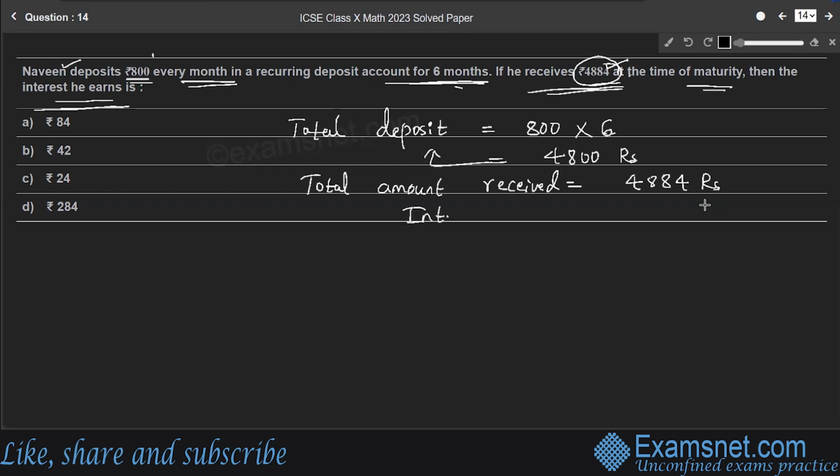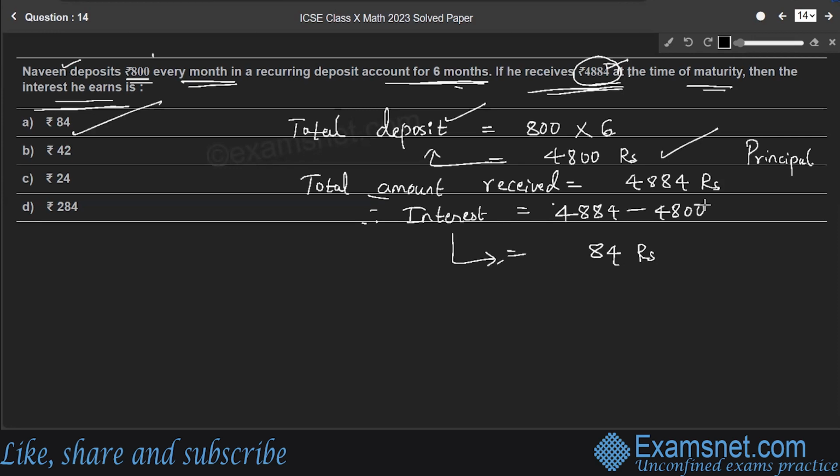Therefore, the interest he earns is, from the formula, amount received minus principal deposited, right? Here in this particular case, it is total amount received minus total deposit. Here, total deposit is nothing but principal, right? Therefore, interest is equal to total amount received 4,884 minus total deposit 4,800. So, 84 rupees will be the interest. The options are 84, 42. So, option A is the right answer.